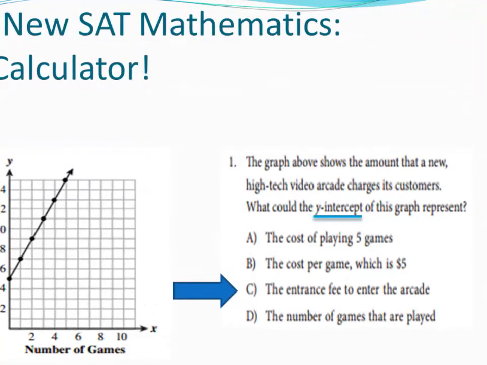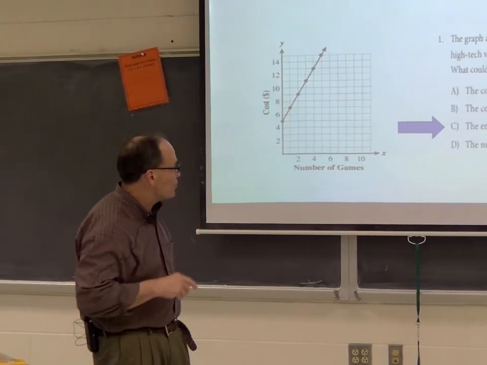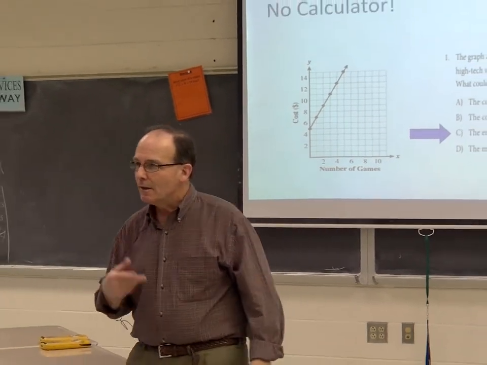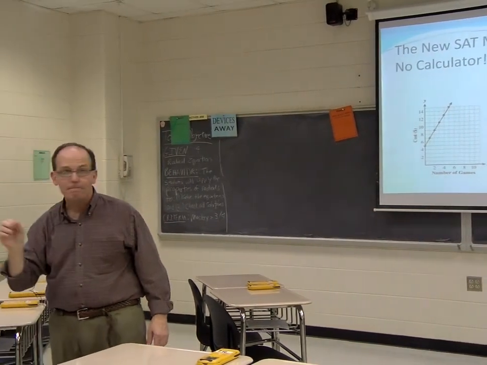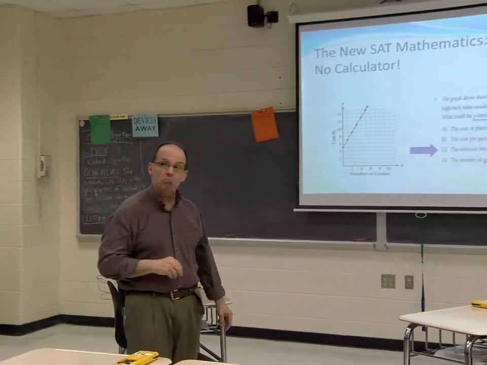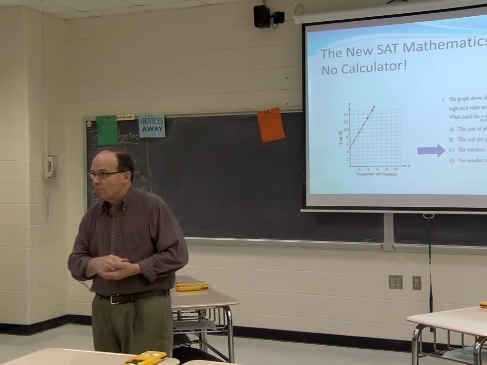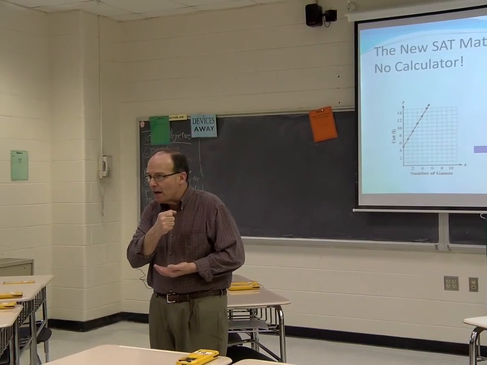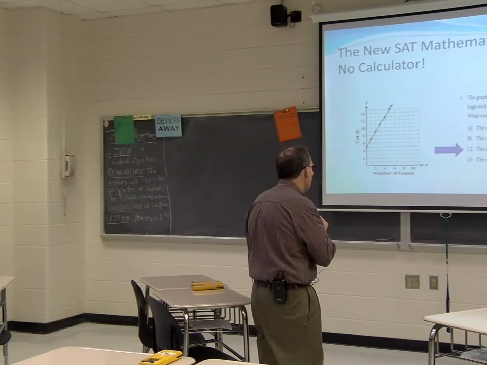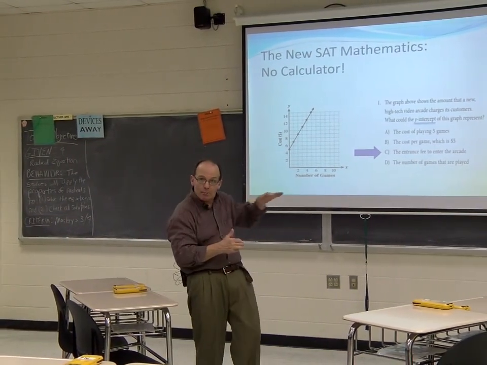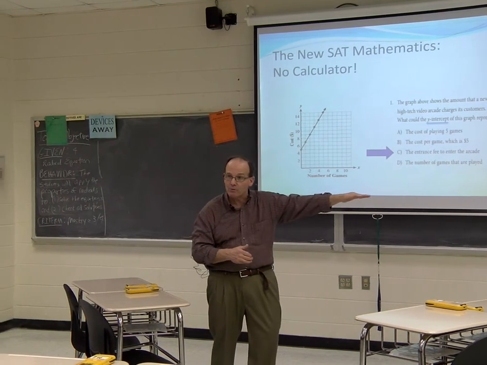Let's see what it could mean here. Cost of playing five games? No, the cost of playing five games is way up here, $15. That's a wrong answer choice. The cost per game? No, that would help me with my slope. Every time I add a game, I add a cost. Rise over run. That wouldn't be that. The entrance fee: I haven't played any games, and then I have to post $5 before I can start playing games. That sounds right. The number of games that are played? No, I choose that. There's my independent variable. I choose whether I want two games or six games or eight games.